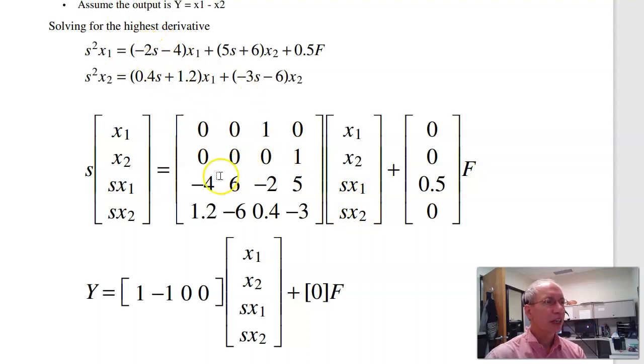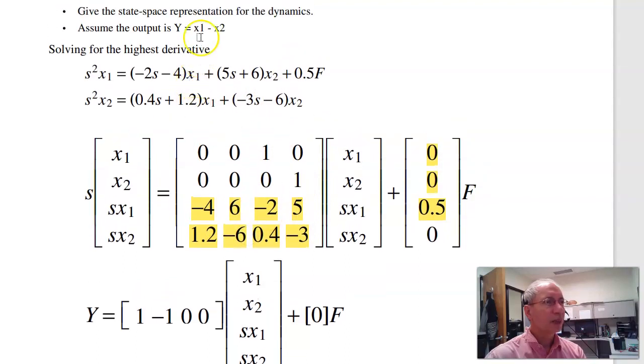Minus 2s x1, minus 4 x1, plus 5s x2, plus 6 x2, plus 0.5f. The second equation, 0.4s x1, minus plus 1.2 x1, minus 3s x2, minus 6 x2. And the output is x1 minus x2. There's x1 minus x2. So that's test number 1 for 461, 661 control systems.